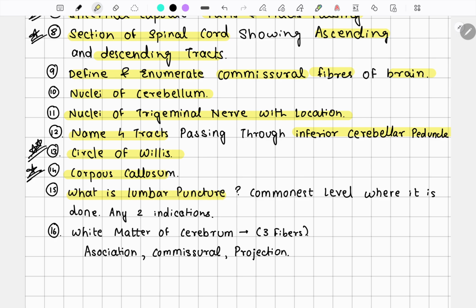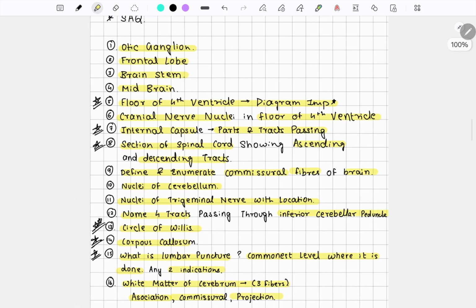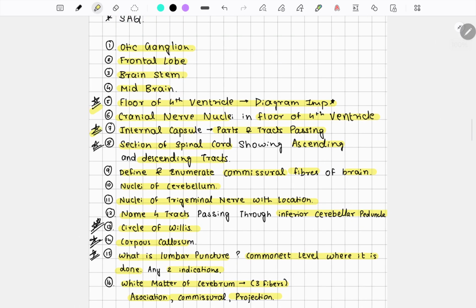What is lumbar puncture? Commonest level where it is done, and 2 indications. This is very important for both theory and practical aspect. Then white matter of cerebrum, 3 fibers, that is association, commissural and projection fibers. All of this you need to do in detail, and don't forget to do these SAQs as they are commonly asked in exam.